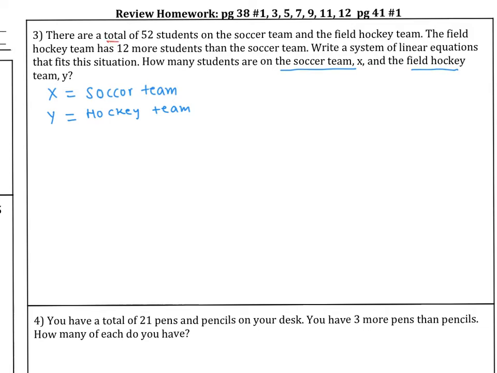According to the problem, the total number of students in the soccer team and field hockey team is 52. So x plus y is going to be 52. Another situation is that the hockey team has more students than the soccer team. That means x plus 12 equals y, because this is the hockey team, this is the soccer team, and the hockey team has 12 more students than the soccer team.